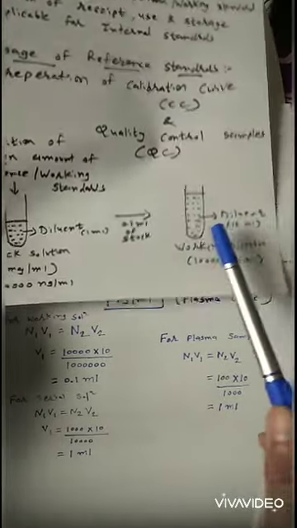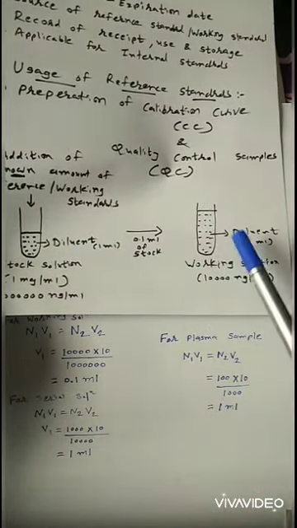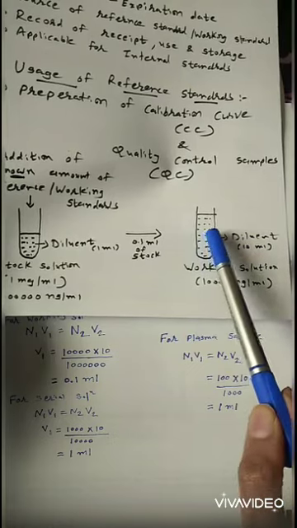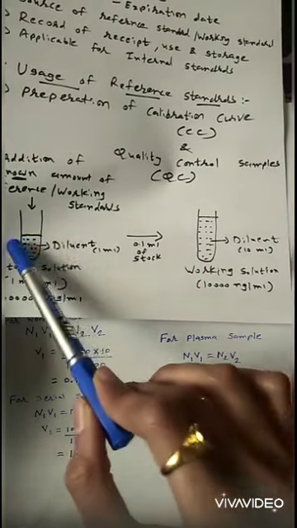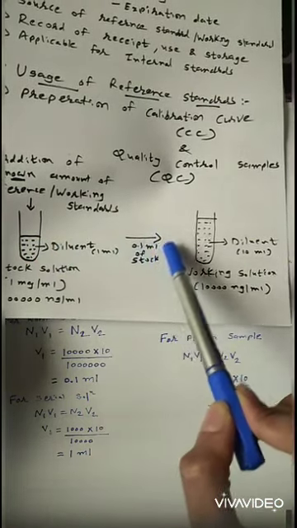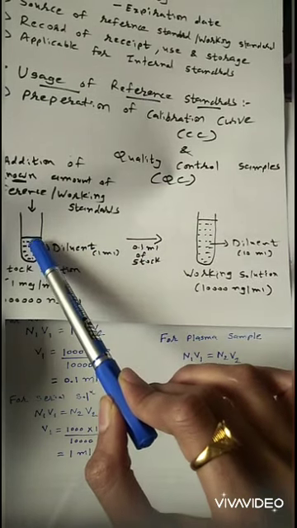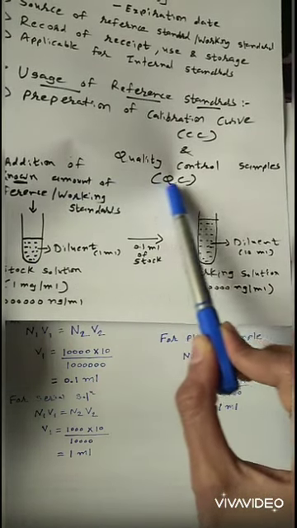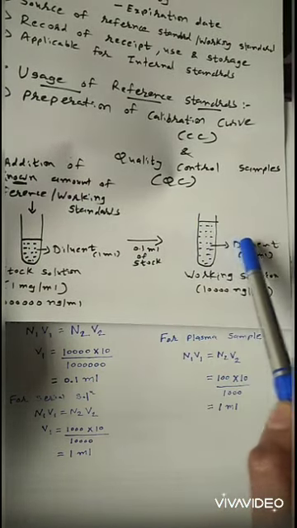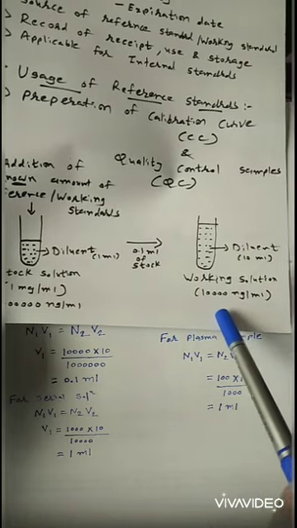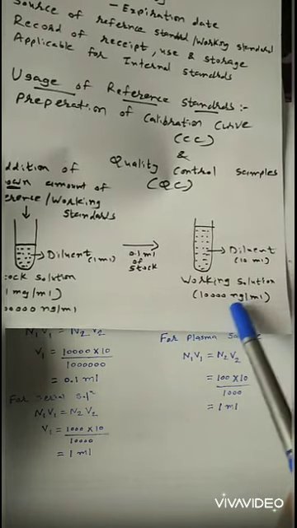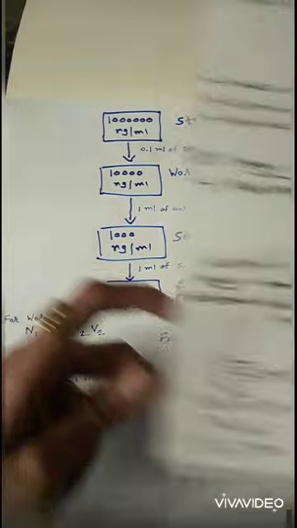So here we take diluent of 10 ml, and from the stock solution we take 0.1 ml, add it in this and make up the volume up to 10 ml. So we will get the working solution of 10,000 nanogram per ml.